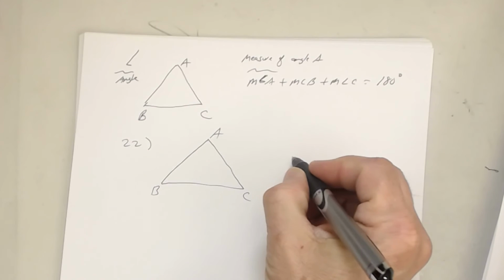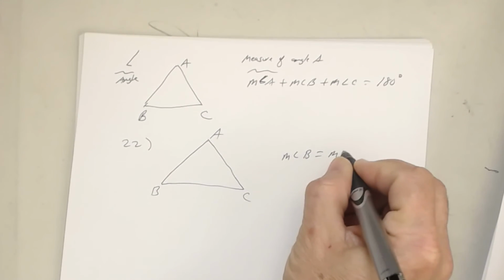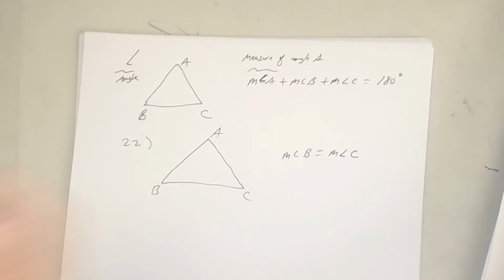So in your thought process, this is what it's saying. The measure of angle B equals the measure of angle C. That's what you just read. They have the same measure. So if one is 30 degrees, the other one is 30 degrees.